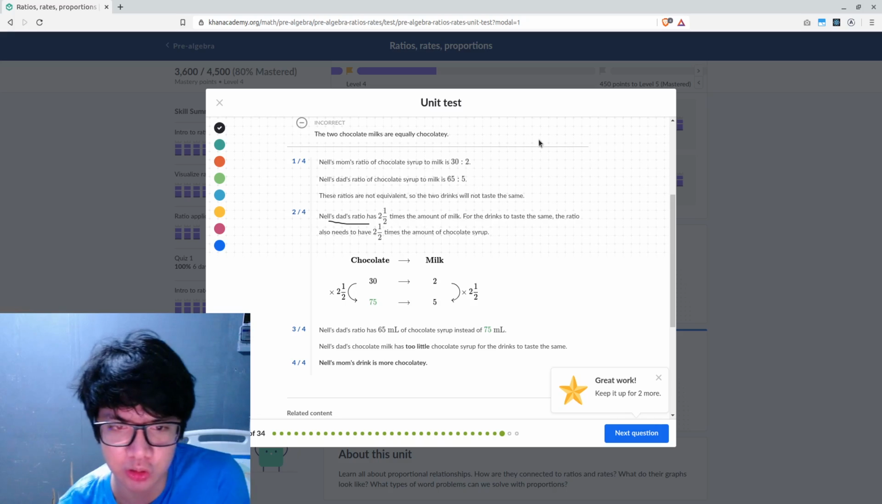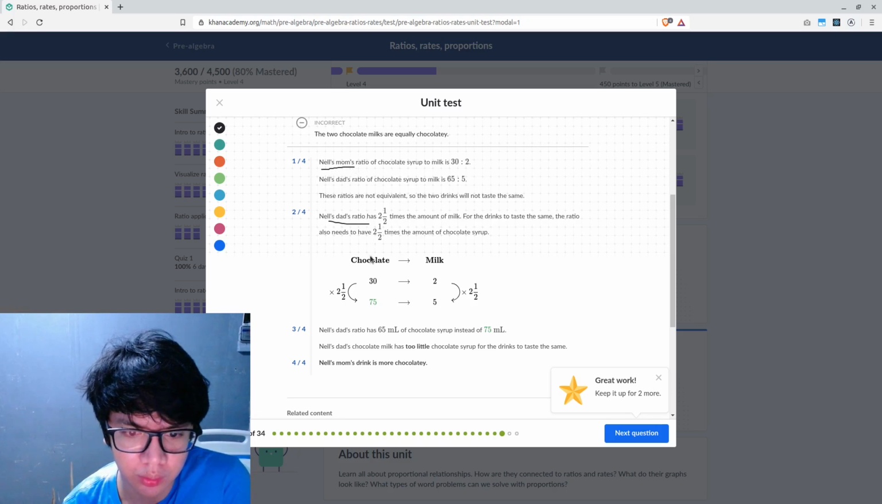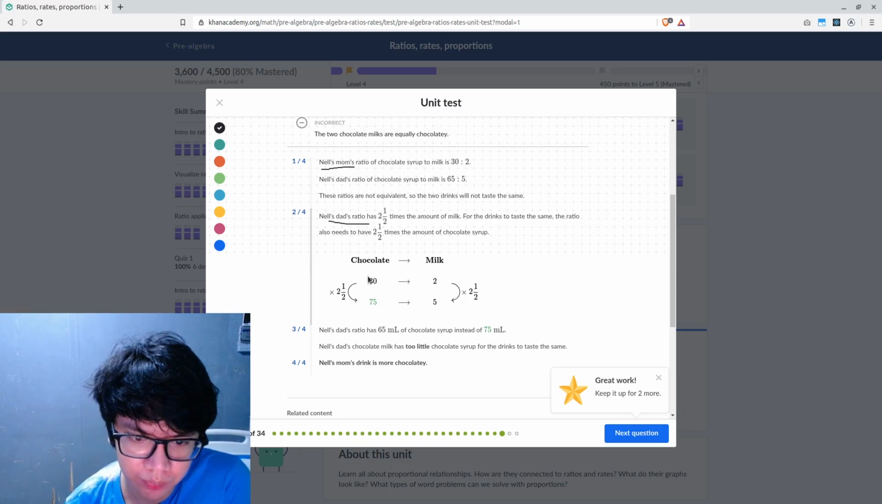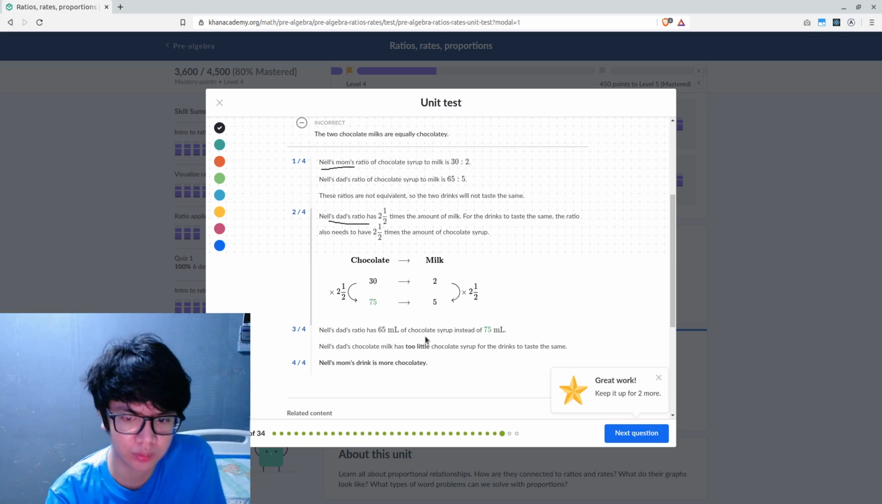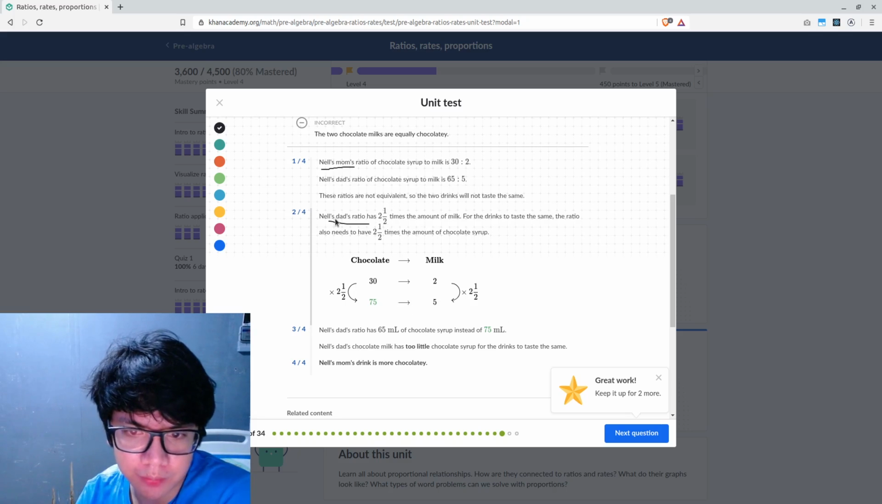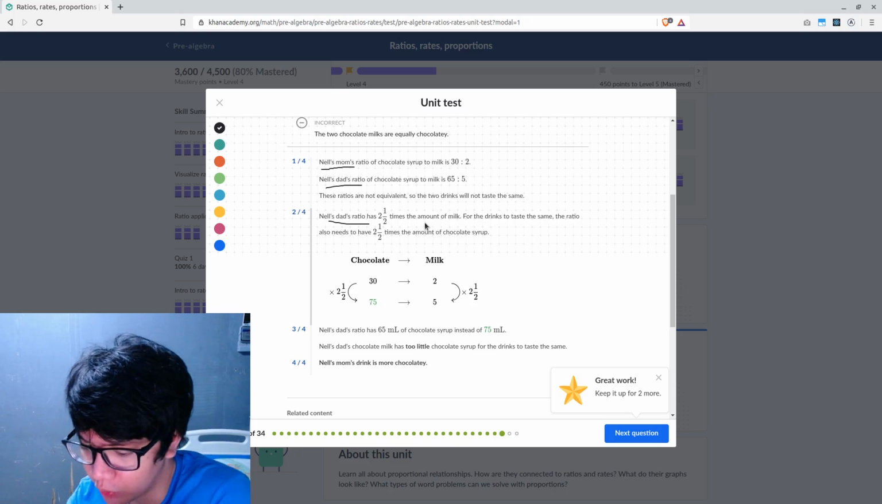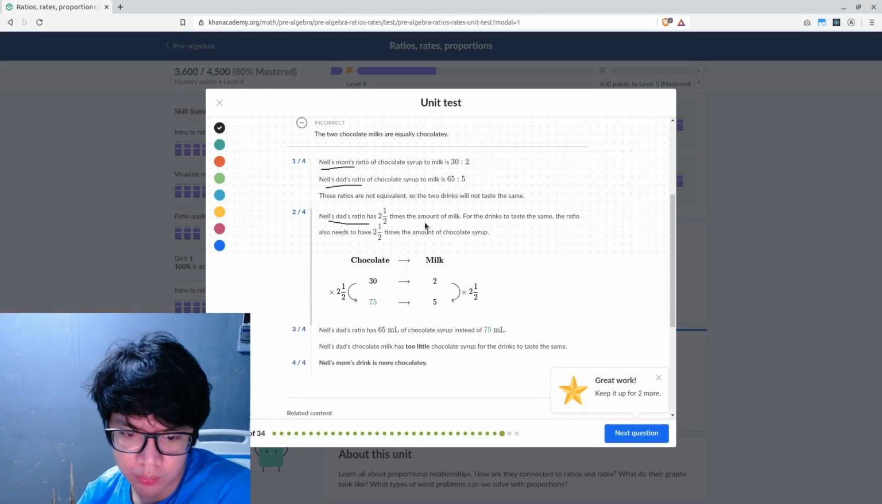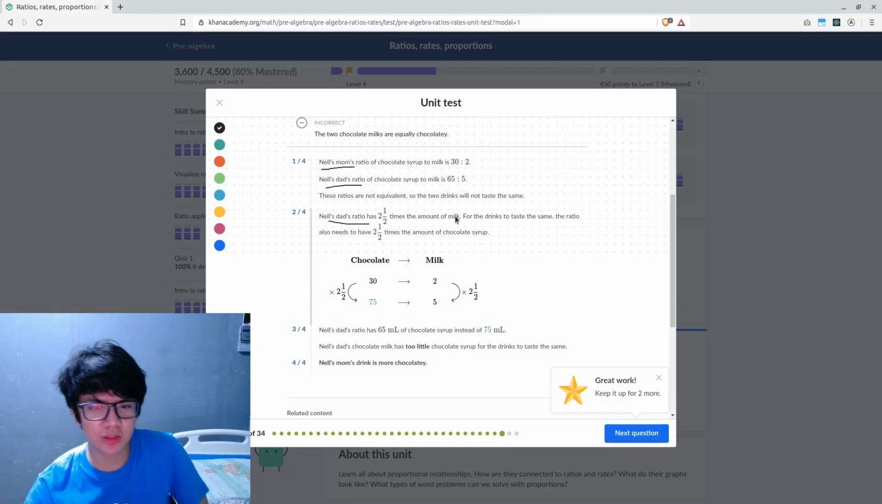This explanation is so weird. And now she's using mom's ratio? Where do you get this 2 and 1/2? Neil's dad ratio has 2.5 times the amount of milk. What? I'm confused. What is this 2.5 times?